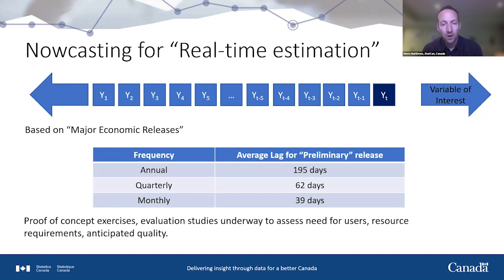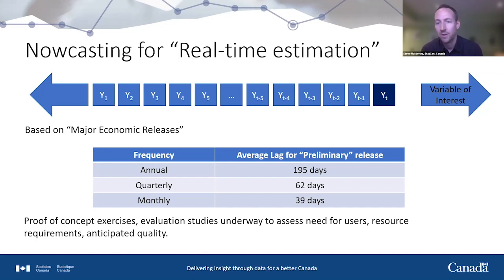For our quarterly products, on average, the lag is 62 days, or about 2 months. So that means our estimate for the fourth quarter of 2020 won't come out until 2 months into 2021. And for a monthly program, that lag is about 39 days, a bit more than a month. So this is what we're trying to reduce with this nowcasting.